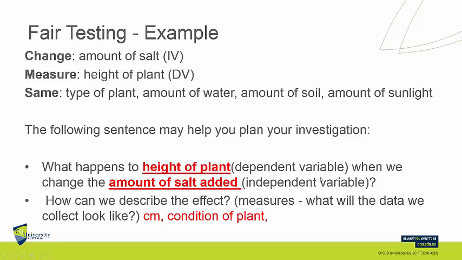How can we describe the effect? Well, we measure it. What will the data we collect look like? It could be centimetres, it could be the conditions of the plant, it could be the colour of the leaves, it could be leaf spotting. It could be that some of the related conditions, the plant in poorer conditions with a poorer immune system, may in fact attract bugs, may in fact attract mites, may in fact attract some of the negative parasites that come and damage plants. They're in poor health and poor condition and immuno-deprived.